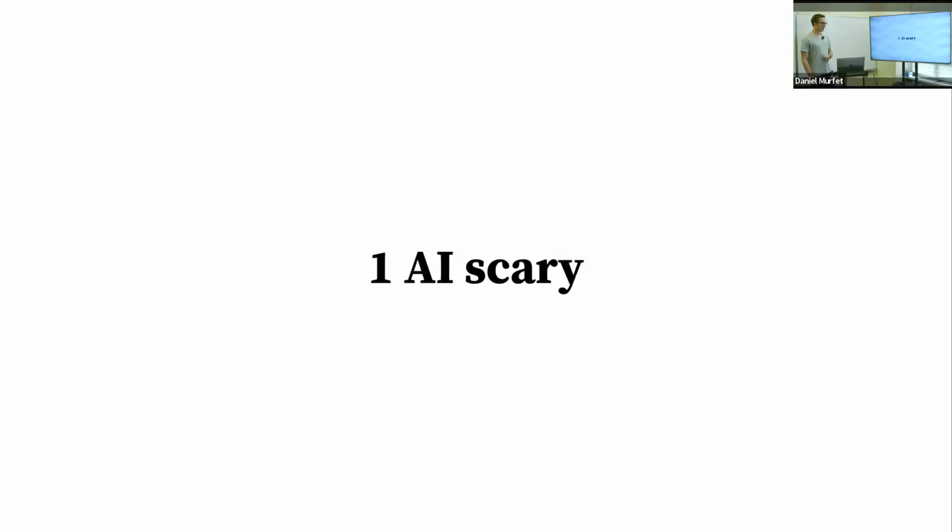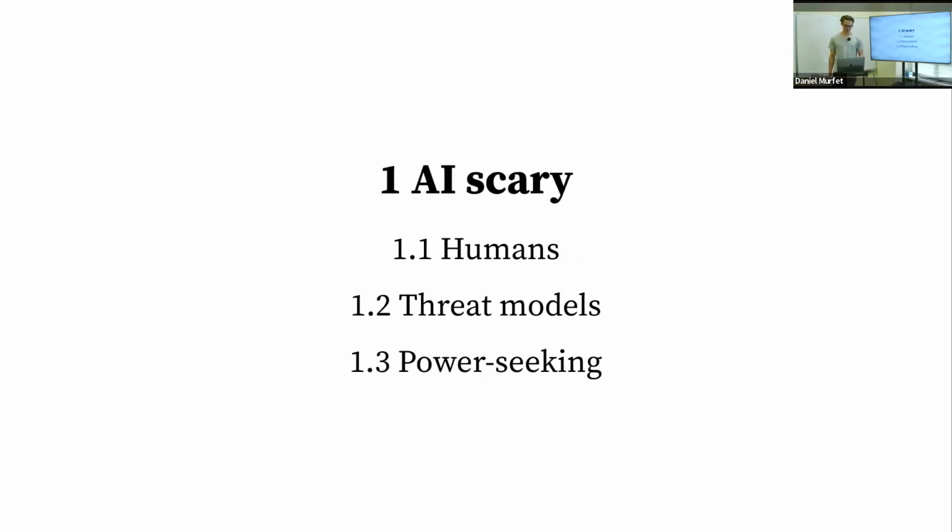Let's talk about why AI might be scary. First, I'll argue that AI is scary because humans are scary. We have this one reference class for what general intelligence can do, and it's not always pretty. Unfortunately, we don't seem to be the upper bound in terms of destructive potential. So, assuming things go wrong, the limits for how bad they could get are higher than what we've seen before in the case of humans.